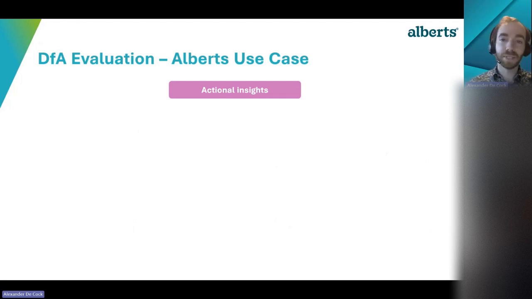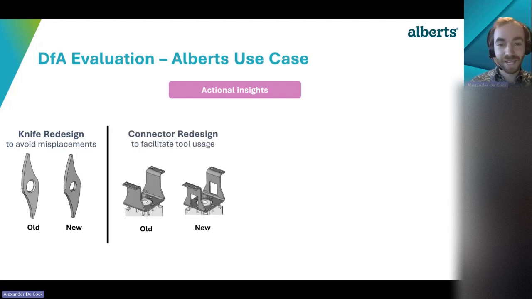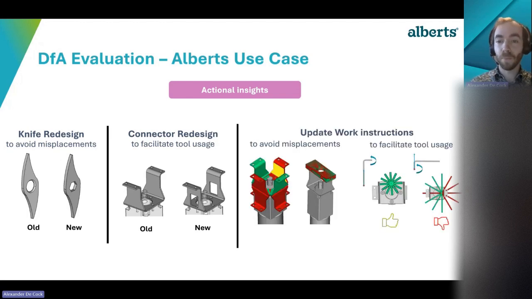So in case of Albert's company, it helped them to redesign some parts, for example, a redesign of the blades so that they are more difficult to be misplaced, a redesign of the connector part so that there is more visibility and more accessibility for the tool, and also some updates to their work instructions to warn operators for potential problems related to misplacement, and also to encourage operators to use the tool in the right orientation so that they have a full range of motion instead of a restricted range of motion.